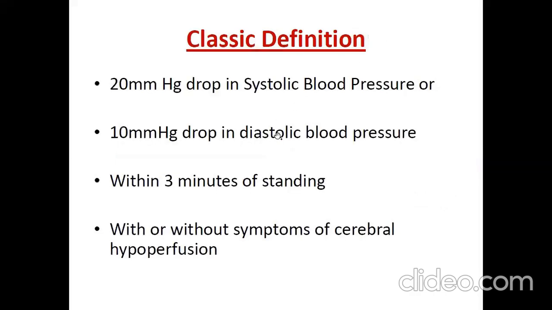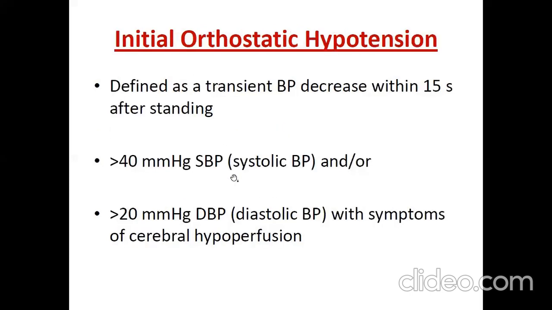Orthostatic hypotension. Orthostatic hypotension is defined as a sudden drop of blood pressure when the patient is made to stand from a supine position. The classic definition says that whenever the patient is made to stand from supine position, within 3 minutes, if the systolic BP drops by 20 millimeters of mercury, or the diastolic blood pressure drops by 10 millimeters of mercury within 3 minutes of standing, with or without symptoms of cerebral hypoperfusion, it is called orthostatic hypotension.